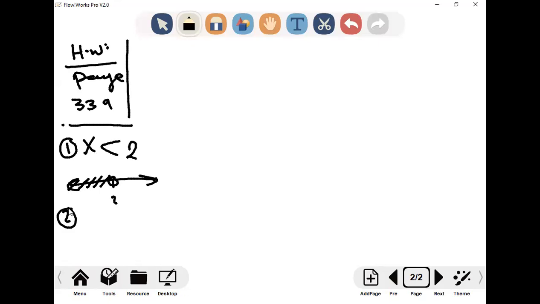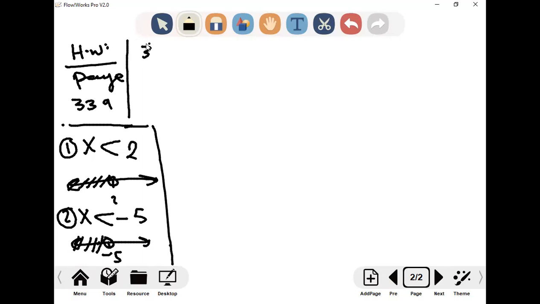Question two, x less than negative 5. This is negative 5, open circle to the left also. Question 3, x more than or equal 6. This is 6, closed circle to the right.